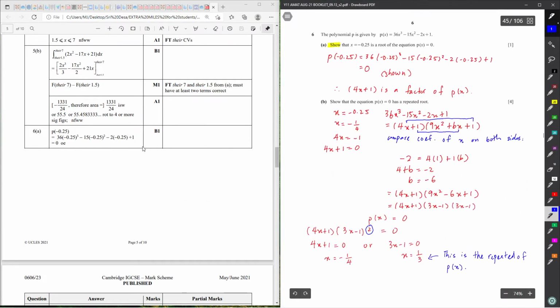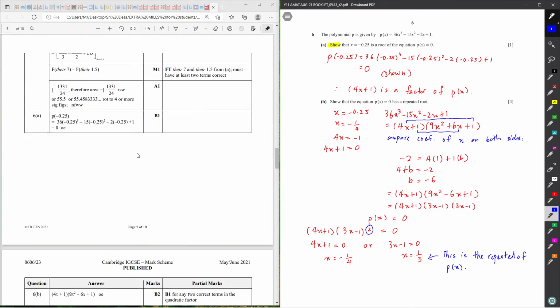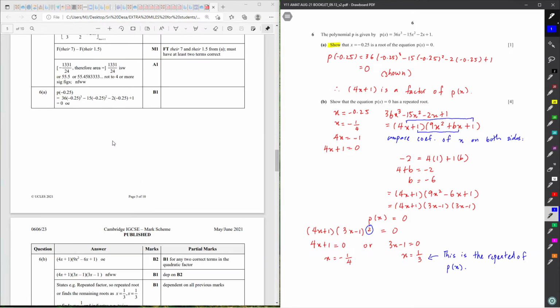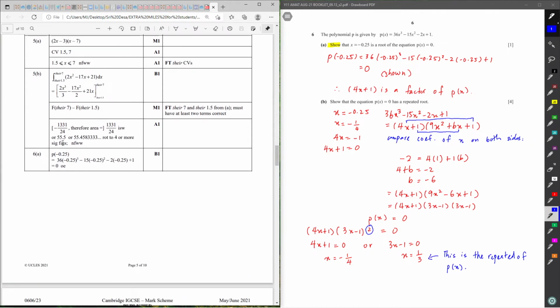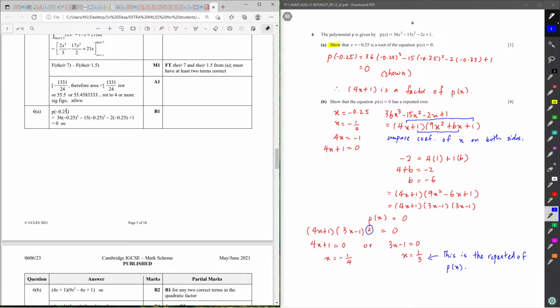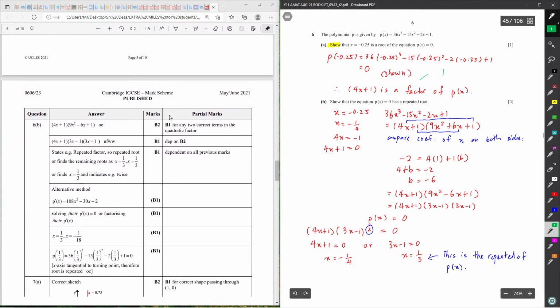Alright, so here, let's check on question number 6. Okay, 6a. 6a is a 1 mark question, as you can see on your marking scheme. Right? From the marking scheme, for you to get 1 mark, it will be the same as what I've shown here, which is to substitute your negative 1/4 into the polynomial. So yep, here I've scored my 1 mark.